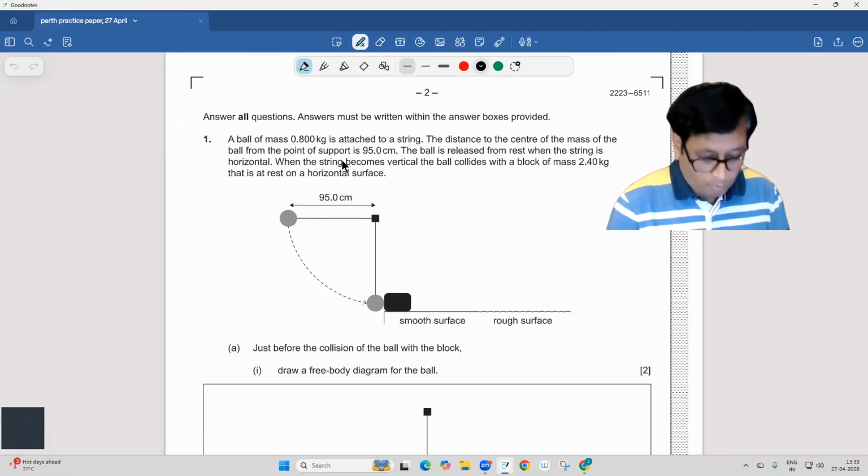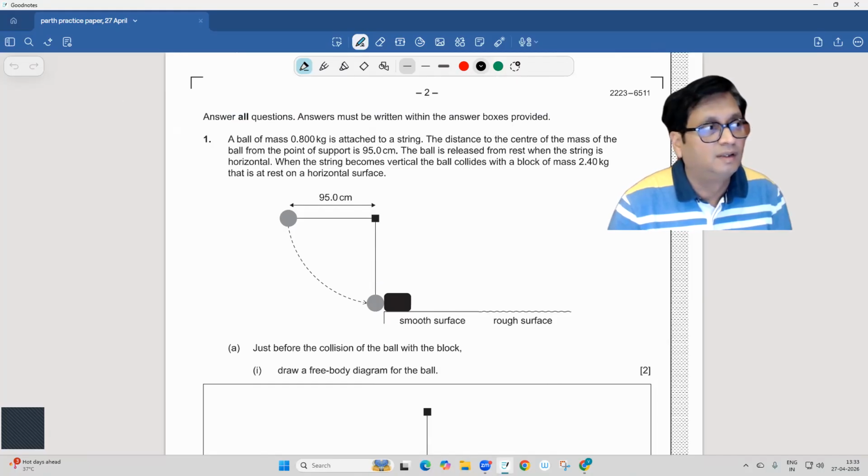A ball of mass 0.8 kg is attached to a string. So the ball is attached to a string like this. The distance to the center of mass of this ball from the point of support, this is the point of support, and this distance of the ball from the point of support is 95 centimeters.